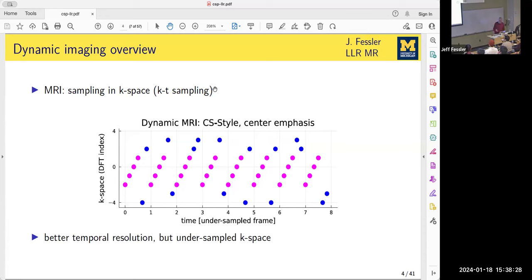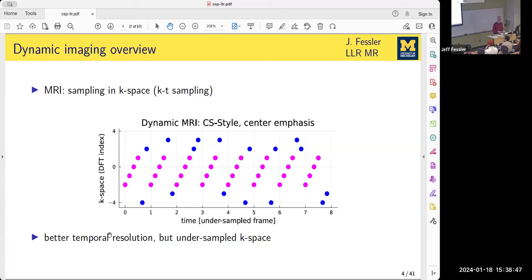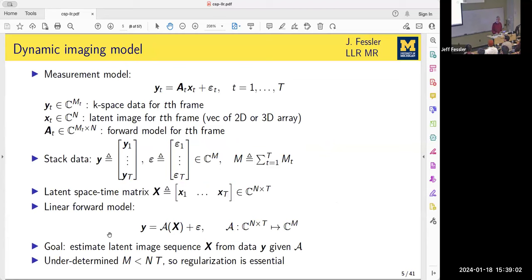In this illustration, we got better temporal resolution, but at the cost of undersampling. We always have undersampling, but maybe worse undersampling now, as here I have only 6 points per frame instead of back there where I had 8 points per frame, so I had better sampling spatially then. So we're going to need fancy reconstruction algorithms to fill in the gaps, or to do matrix completion or however you want to think of it, to reconstruct a series of images from this incomplete data. Pretty much everything I'm going to discuss applies to matrix completion problems as well.